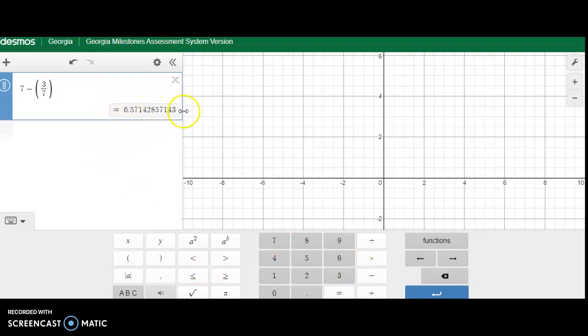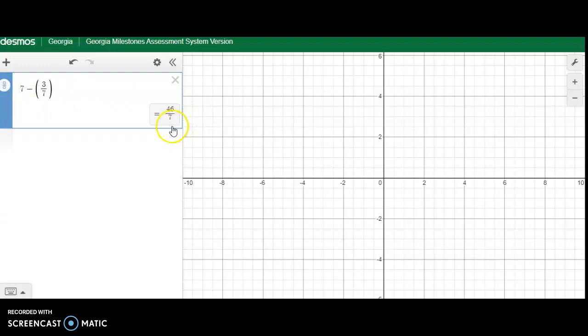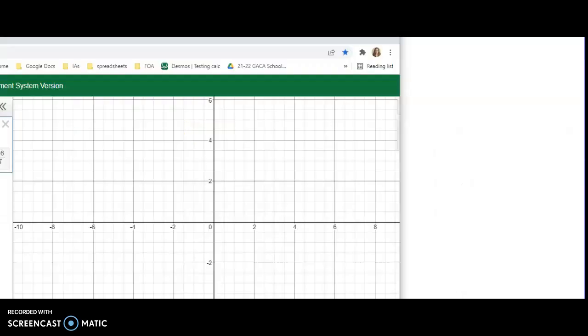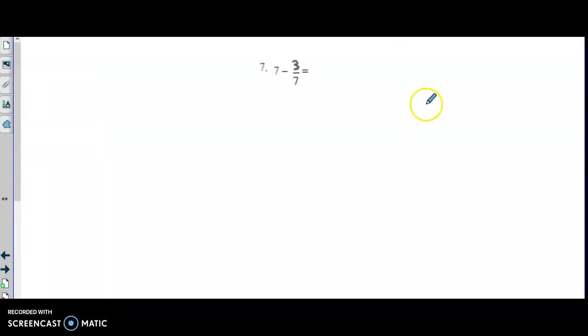It gives me this decimal, but remember your calculator can convert it to a fraction for you. So the reduced fraction is 46/7. So this will equal 46/7. That's a perfectly appropriate answer. But your answer might be written as a mixed number. So let's just review how to do that.